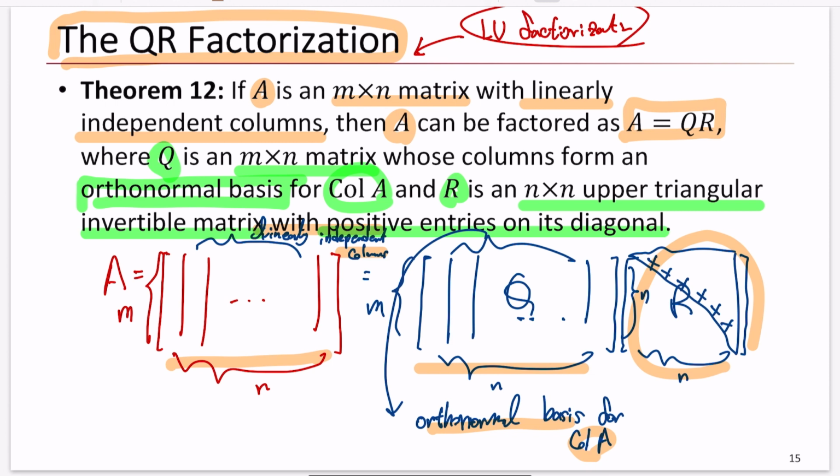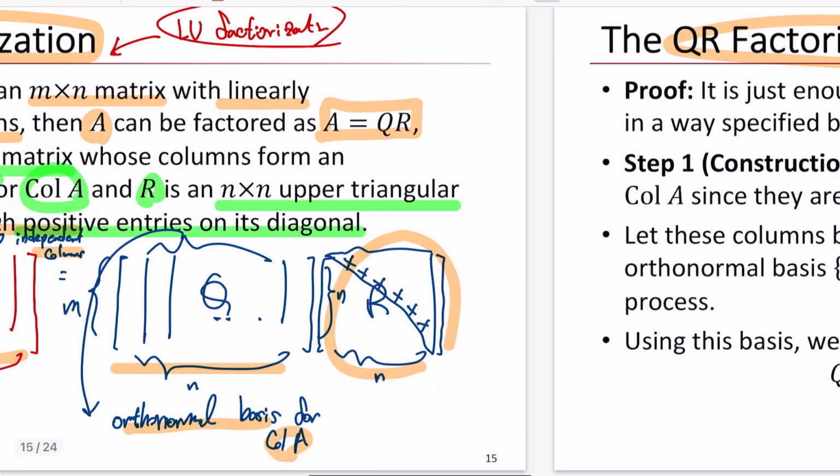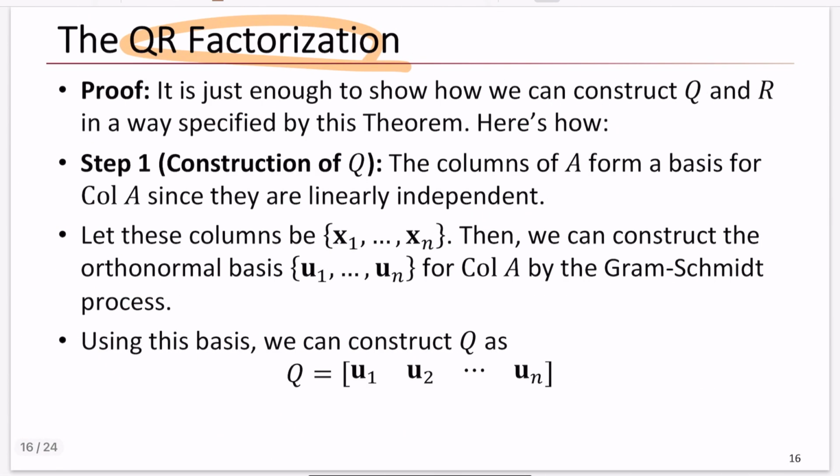First of all, before deriving the QR factorization, let me start from the proof of this theorem. Here it's enough to show how we can construct Q and R in the way specified by this theorem. Here's how. Let's remember the QR factorization, and let's construct the matrix Q and matrix R.